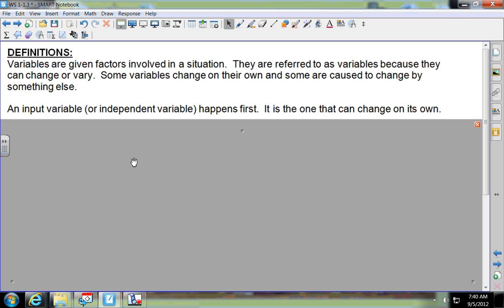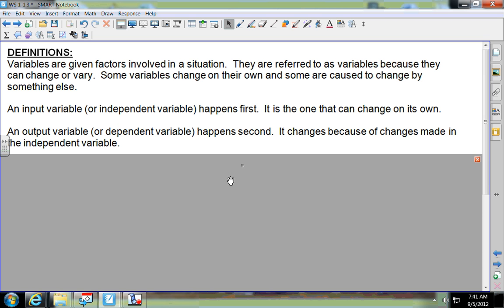The input variable or the independent variable happens first. Okay, that is the one that can change on its own. If you think back to science, right, you guys worked on the independent variables that you would put into the science experiment, right? Those are the things that you could change. You would either put in more baking soda or less baking soda, like if we were building a volcano.